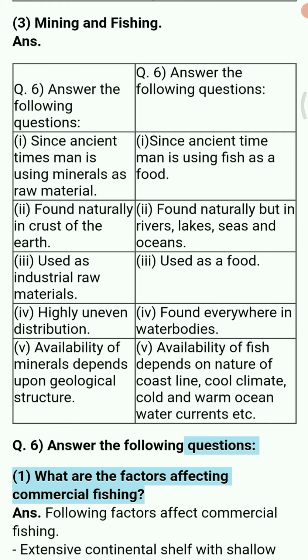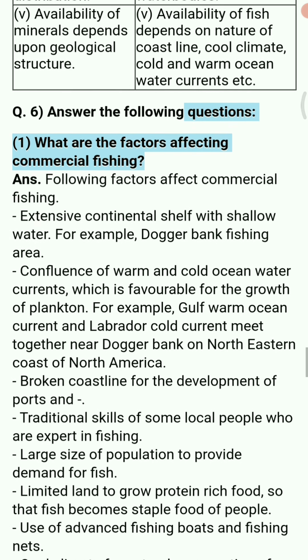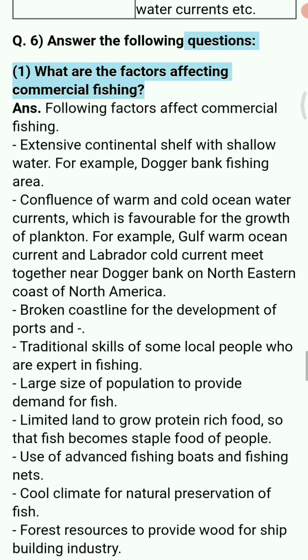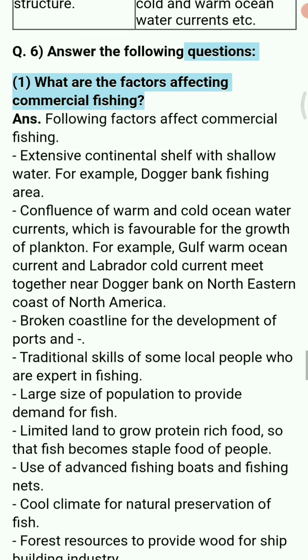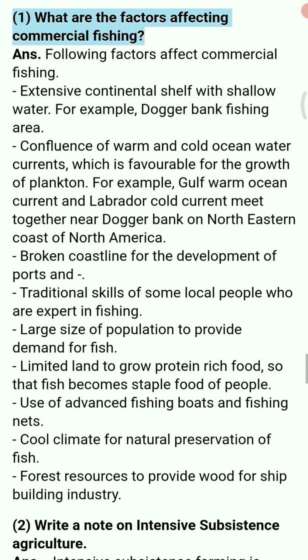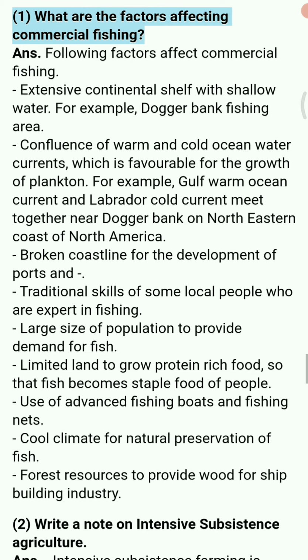So सारी चीज़ों का ध्यान रखते हुए हम फिशिंग की एक्टिविटीज़ सर्टन एरिया में देखते हैं, that is continental shelf. Now the next question is: answer the following question. So the first question is, what are the factors affecting commercial fishing? अभी कमर्शियल फिशिंग के लिए विच फैक्टर्स आर अफेक्टिंग? So the factors like extensive continental shelf.